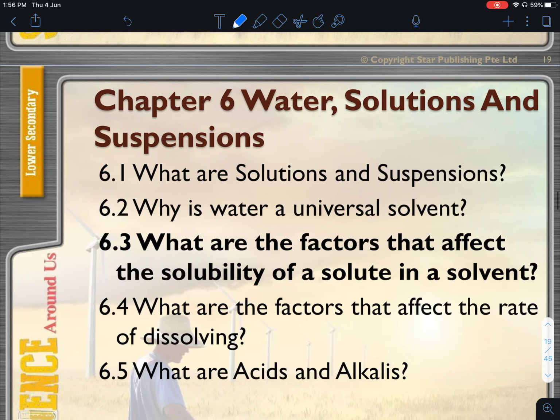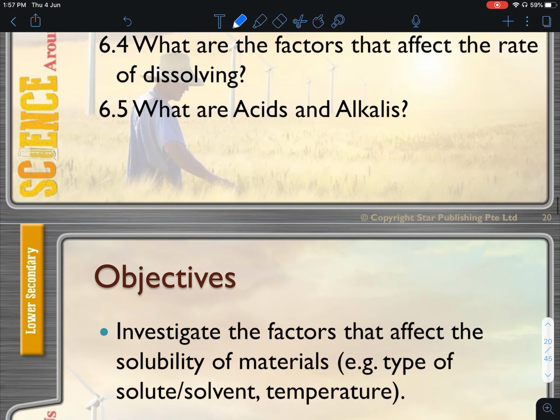Okay, so that is the main portion of how a solvent is used, or why water is a universal solvent. Now let's look at some factors that can affect the solubility of a solute in a solvent.